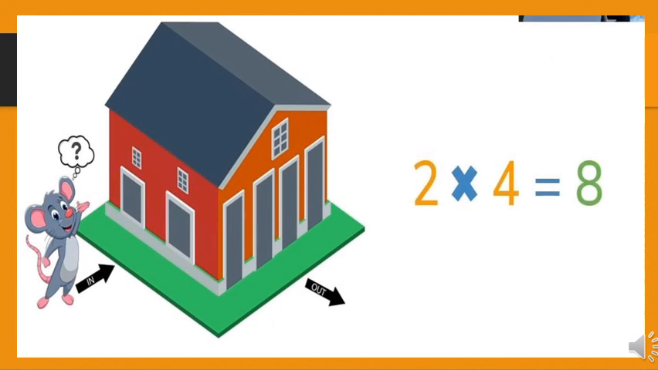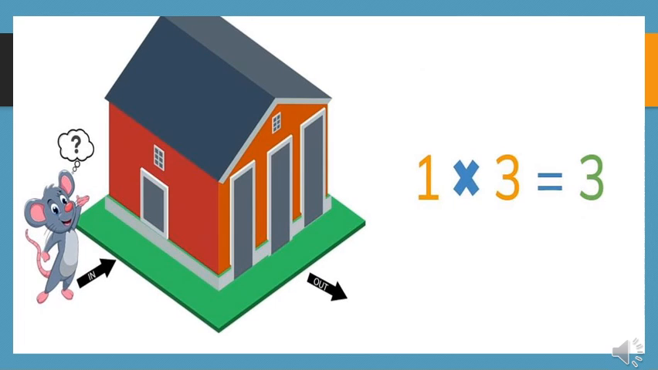Here there are 2 input doors and 4 output doors. So if the rat goes from one door, it can come out from 4 output doors. From the other, it can also come out through 4 doors. So basically 4 is repeating 2 times. 2 into 4 is equal to 8. Next one, here we have 1 input door and 3 output doors. So 1 is repeated 3 times. That means 1 into 3 is equal to 3.